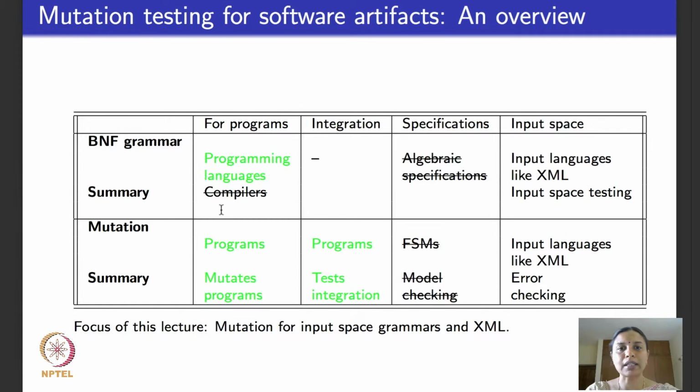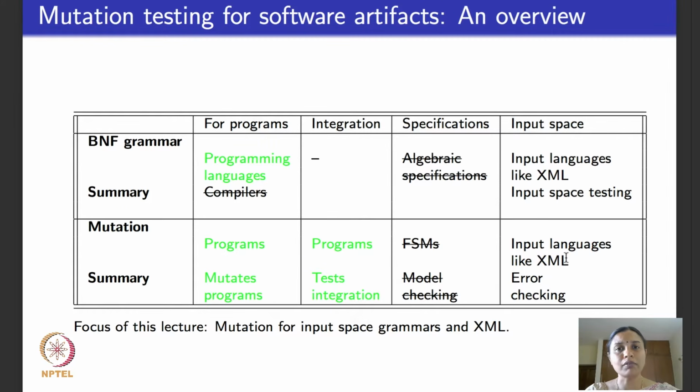So what did we discuss? Mutation testing or syntax based testing is of two kinds. One directly based on grammar, the other based on mutating programs. Grammar based testing can be applied for programs and mutation can be applied for programs. Grammar based testing cannot be applied for integration, but mutation based testing can be applied for integration. Both grammar based and mutation based can be applied for specifications. And again, both can be applied for directly testing input spaces.